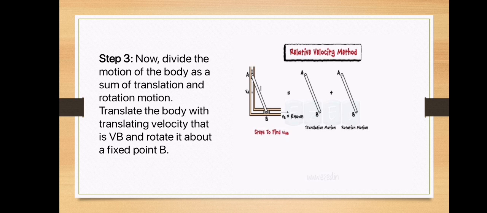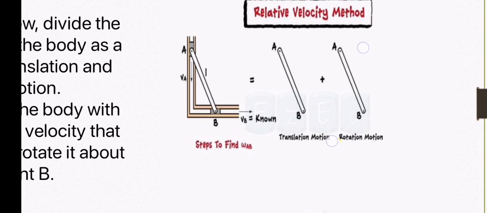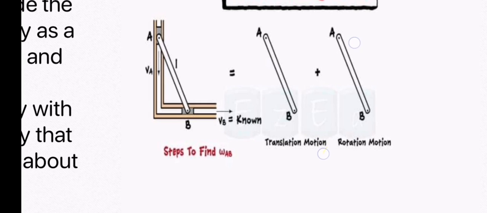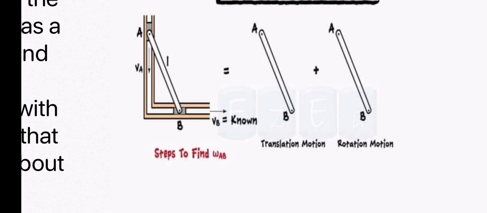Step 3, divide the motion of the body as a sum of translation and rotation motion. Translate the body with translating velocity, that is VB, and rotate it about a fixed point B. So here is the figure ng step 3.